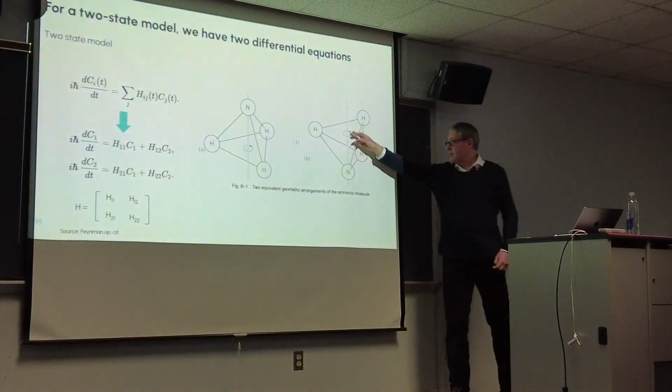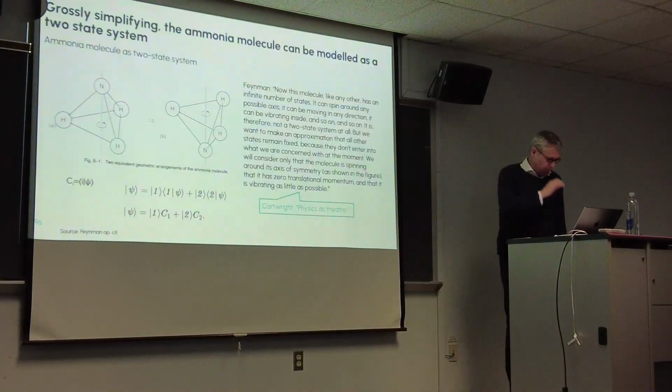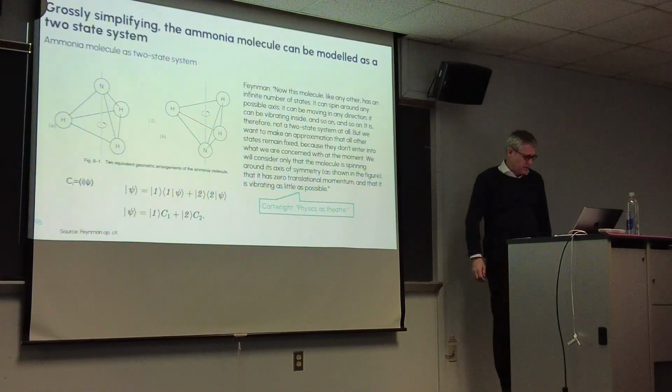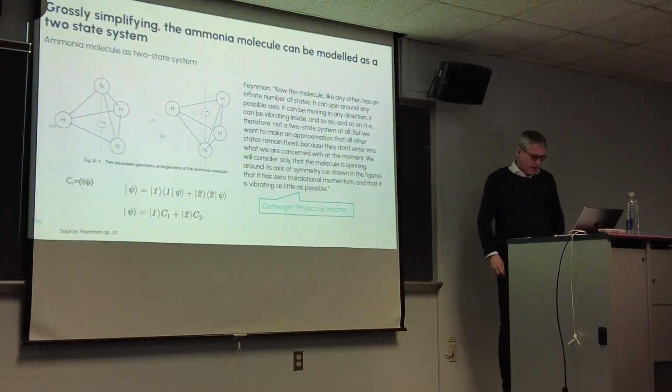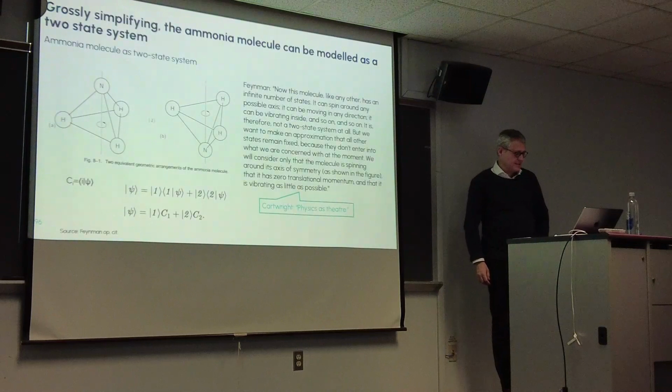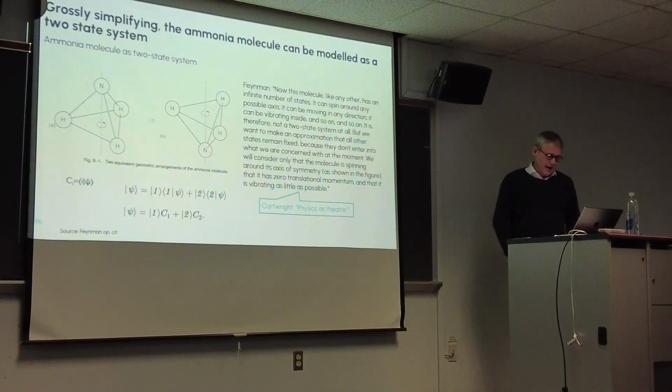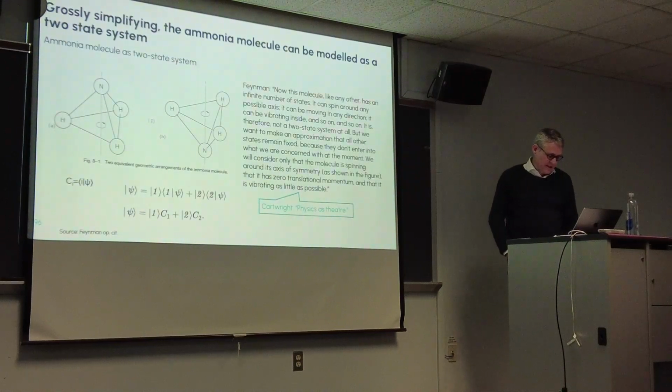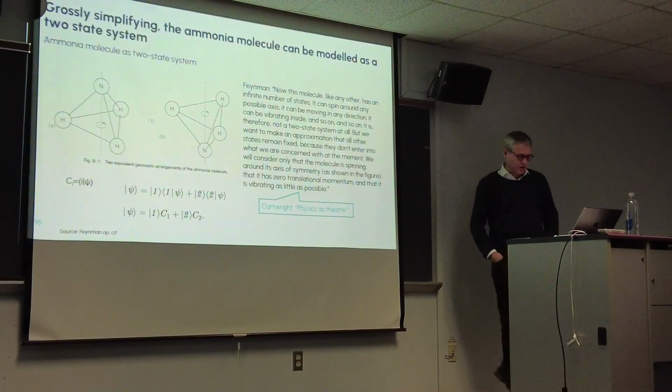And this is just the plane of symmetry. So moving on, we see now the two states, and Feynman says this molecule, like any other, has an infinite number of states. It can spin around any possible axis. It can be moving in any direction. It can be vibrating inside, and so on and so on.